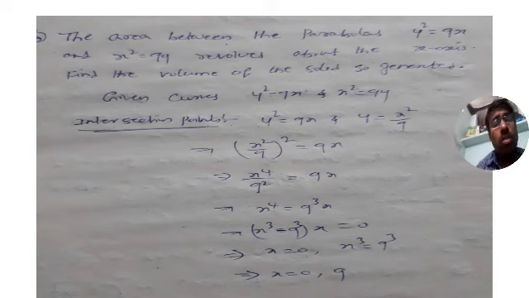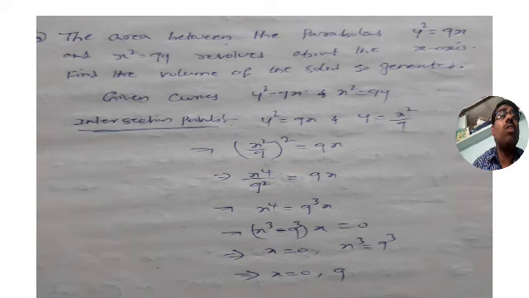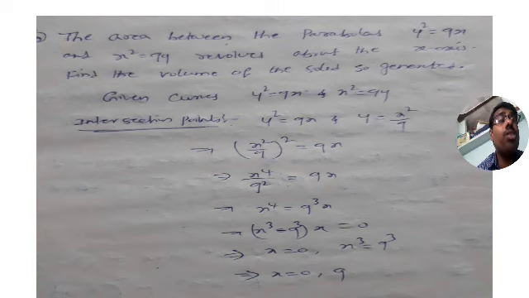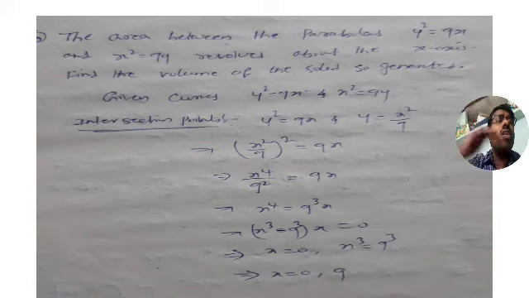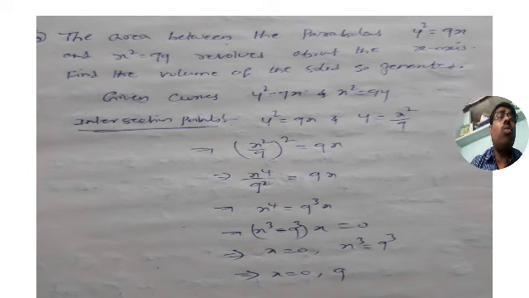The area. What is the problem? The area between the parabolas y square is equal to 9x and x square equal to 9y revolves about the x-axis. Find the volume of the solid so generated. Interesting. The area between the two curves, that is two parabolas, this is the first, the lower parabola, and this is the second, the upper. So the area between the two parabolas is the area between the two curves.